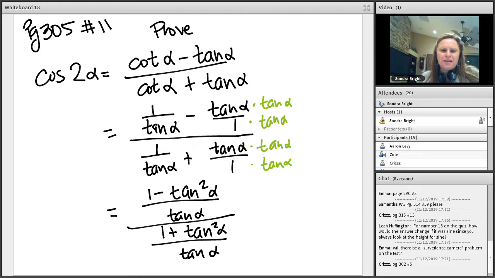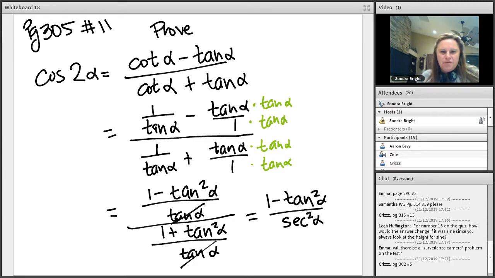So just adding the fractions. Your denominators will cancel because they are identical. The other thing is I have a 1 minus tangent squared, but 1 plus tangent squared is secant squared because I did that in a second.